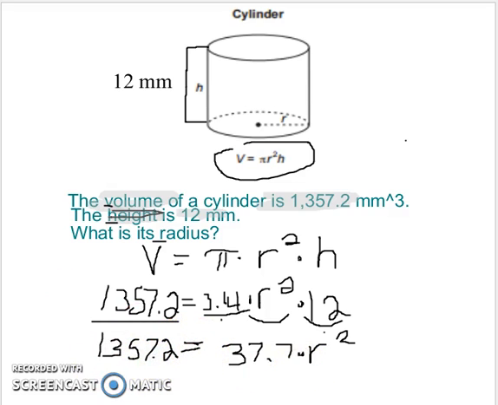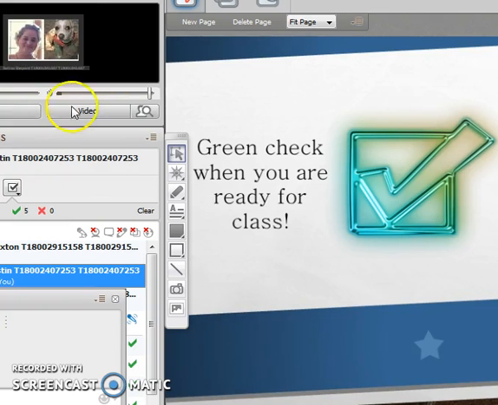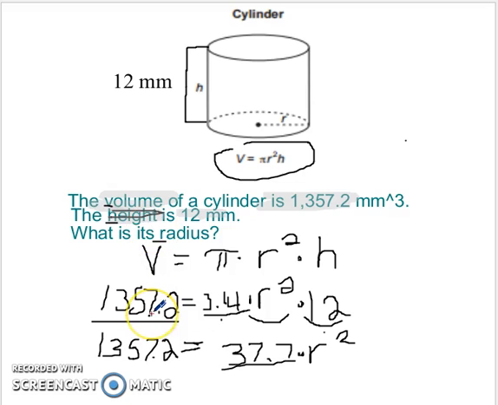Now I have to isolate r or solve for r. I want to get r squared by itself. This says 37.7 times r squared. I'm going to do the opposite. I am going to divide both sides by 37.7.